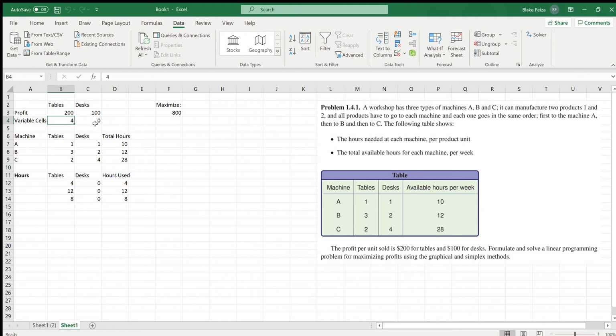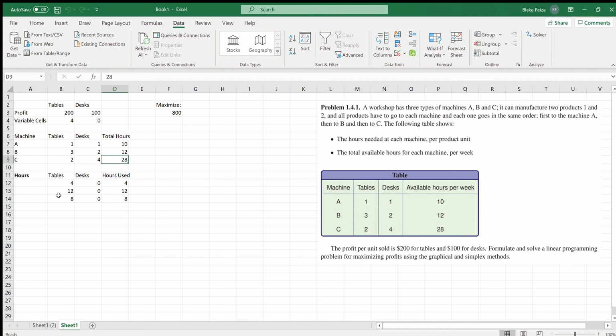So what this is telling us is that our optimal solution to make the most amount of profit here of $800 is to do 4 tables and 0 desks per week. So again, if you look down here, it balances out. We used 4 hours on machine A out of our total 10, 12 hours here on machine B out of our total 12. So this is a binding constraint here. And then 8 hours out of our total 28 allowed for machine C.